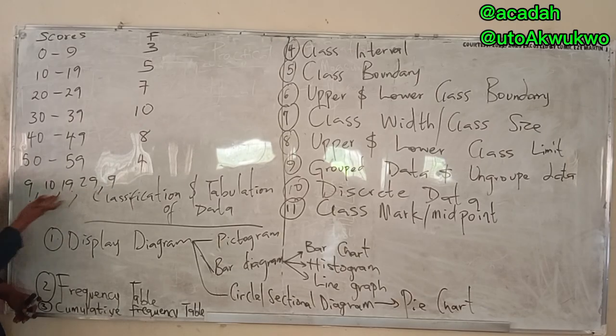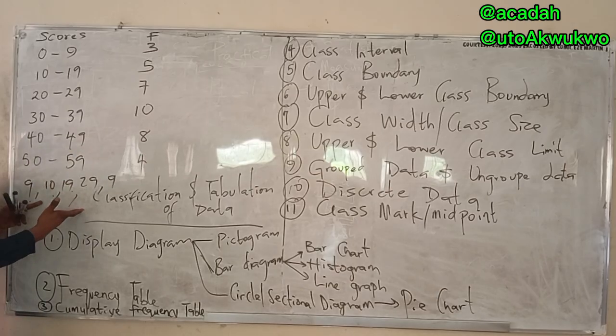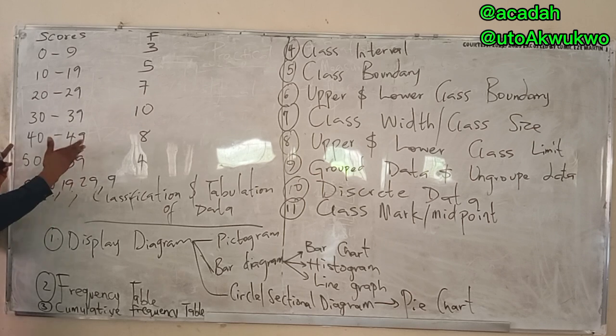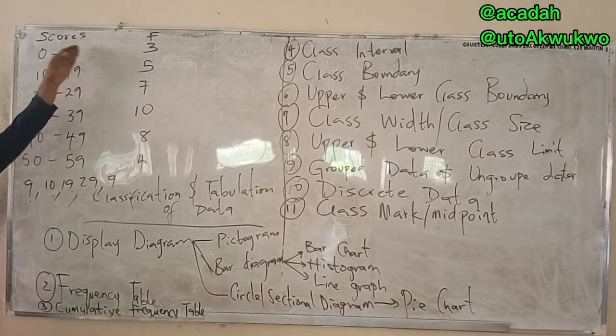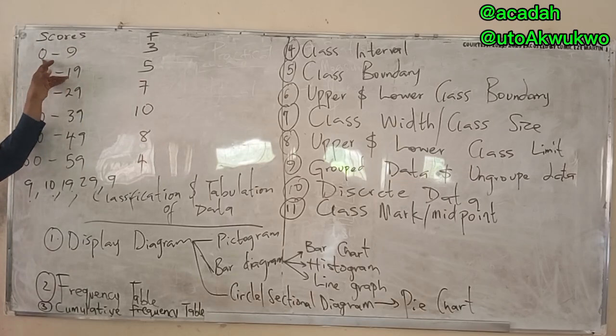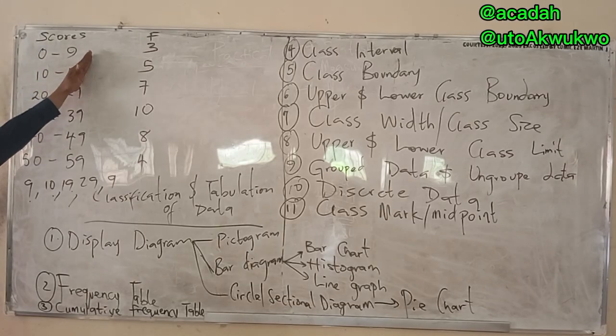This is an ungrouped data. So once any information you are given does not have a class, it's an ungrouped data. And once you have grouped data, anything you have towards the right hand side, maybe from this to this, what you have on this side is what we call the upper limits, and what you have here is what we call the lower limits. So the left hand side of a class is called the lower limit, and the right hand side of a class is called the upper limit.